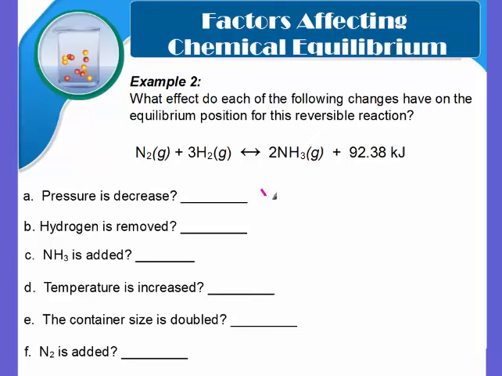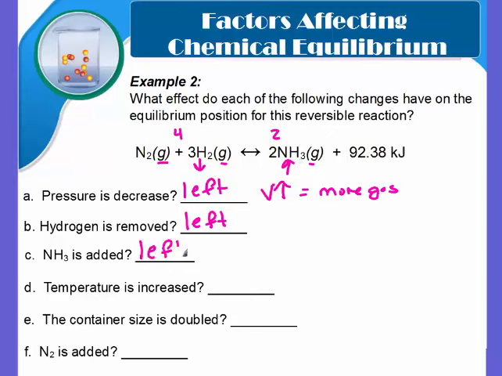Pressure is decreased, which means volume is increased. So we want more gas. All we have is gases. We have 4 moles of gas to 2 moles. So it's going to shift left towards more gas. Hydrogen is removed. If I'm removing a reactant, it's going to shift left to make that reactant back up. Adding NH3 is adding a product. It's going to want to use that product up by shifting left, where the reverse reaction will occur.